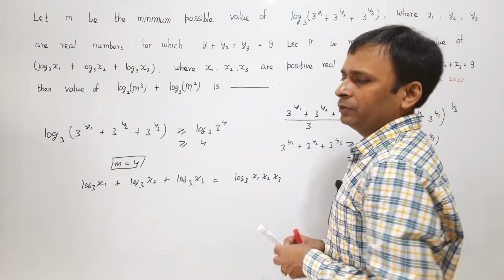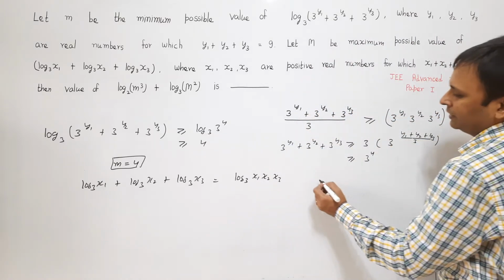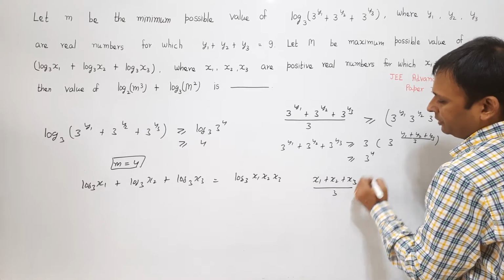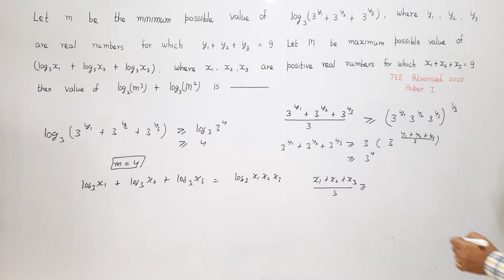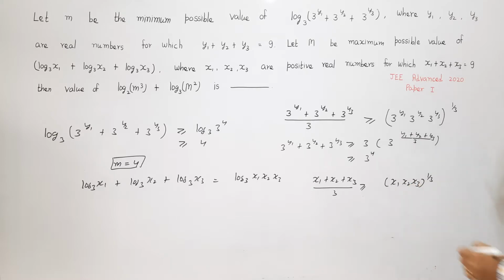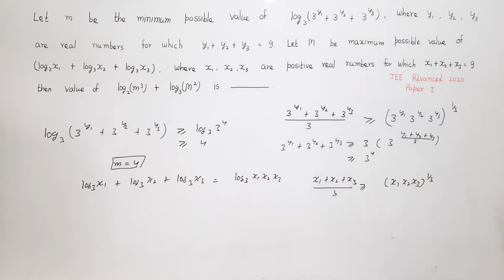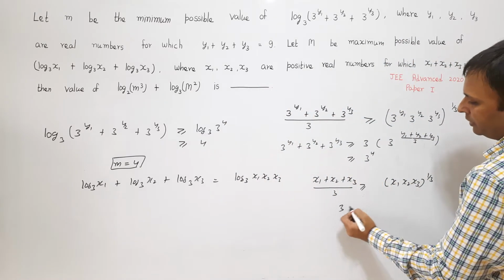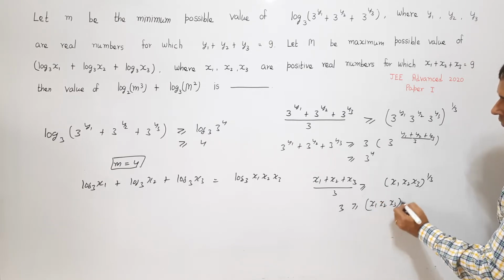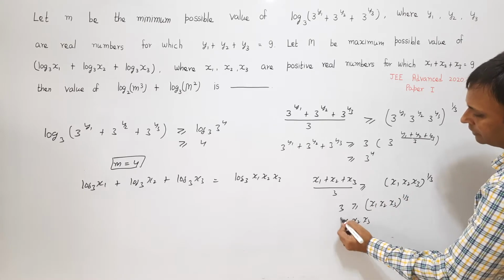Now again I will use the arithmetic mean geometric mean inequality, which means I can say that (x1 plus x2 plus x3) divided by 3 is greater than or equal to the product x1 into x2 into x3 raised to the power 1 upon 3. Now what is x1 plus x2 plus x3 in this question? It is given that it is equal to 9. So 9 upon 3 is equal to 3, which is greater than or equal to (x1 into x2 into x3) raised to the power 1 by 3.